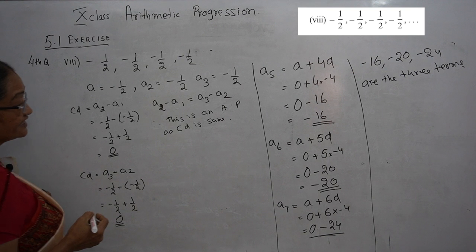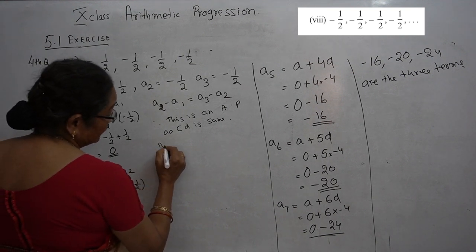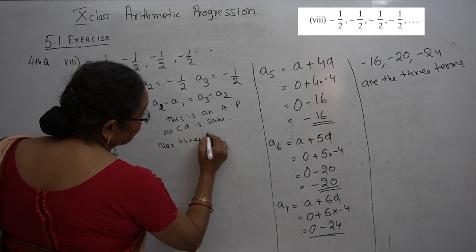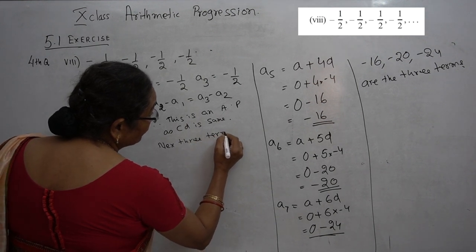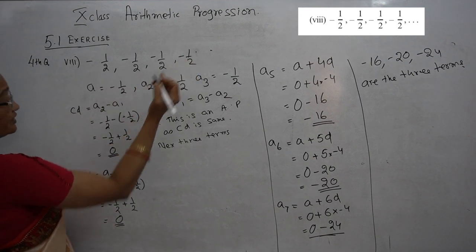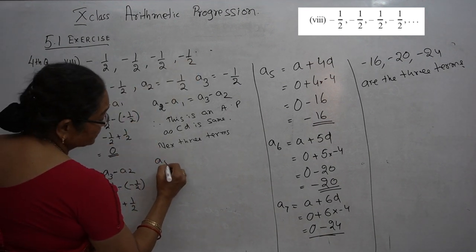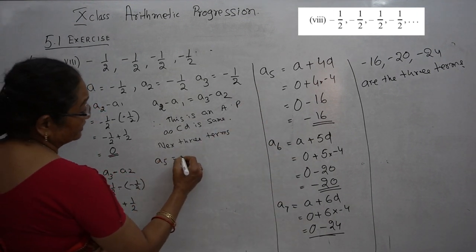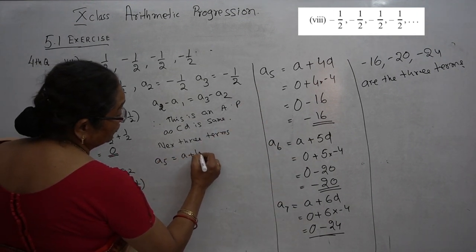Okay. After this, we have to take out the next three terms. Next 3 terms, we know how. This is 4 terms, 1, 2, 3, 4 terms he has given. So A5 we shall take out. A5 same as we have done here. So A5 equals A plus 4D.